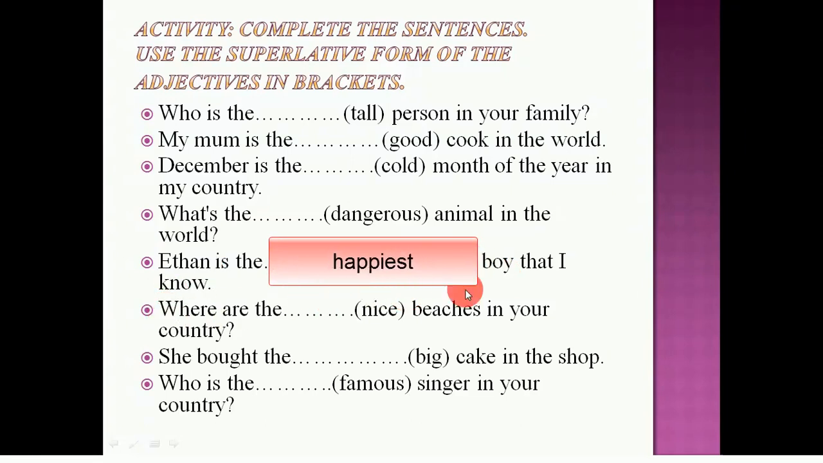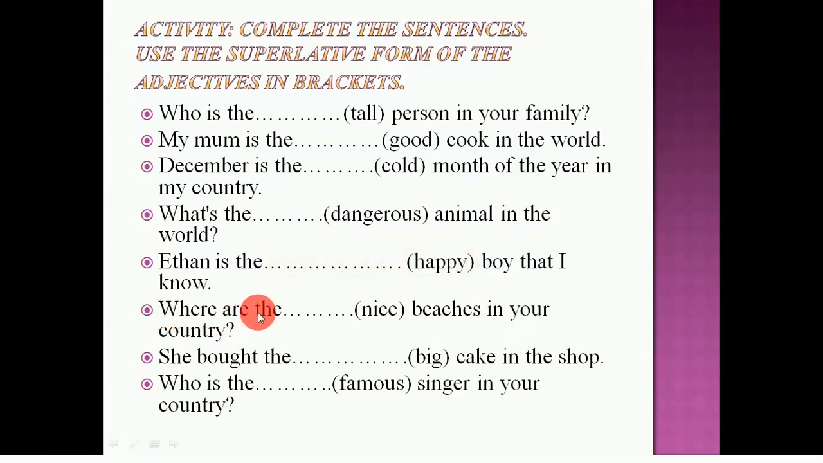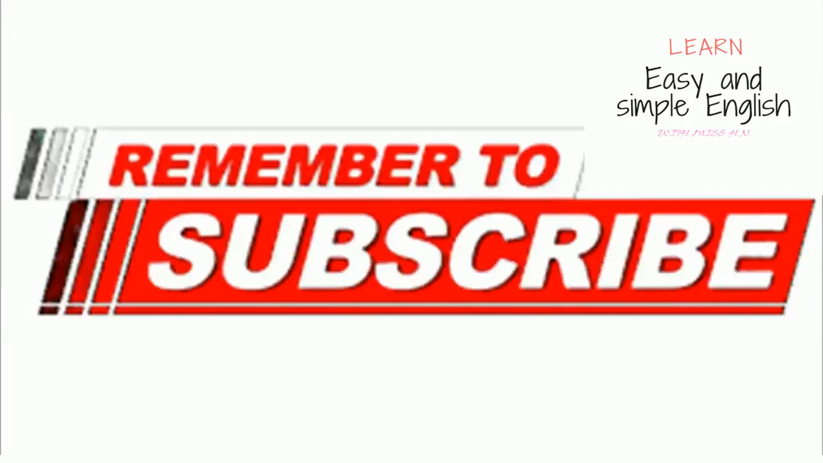Happiest, هنا we drop the y and we replace it with i. Where are the nicest beaches in your country? Nicest, هنا we write it just with the st. She bought the biggest cake in the shop. Biggest, we double the last g. Who is the most famous singer in your country?